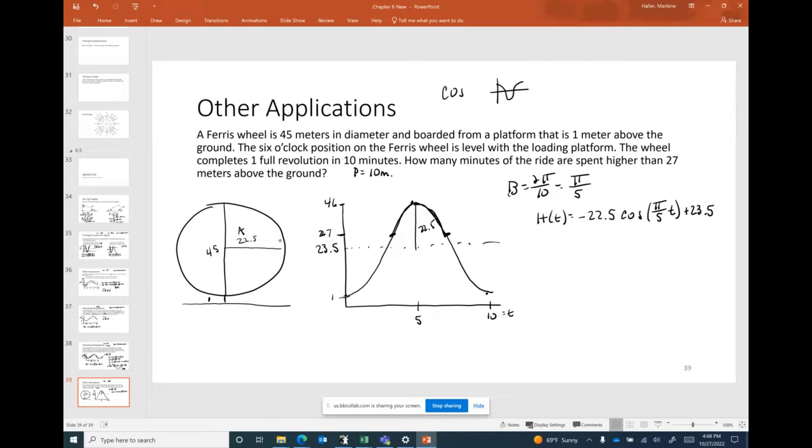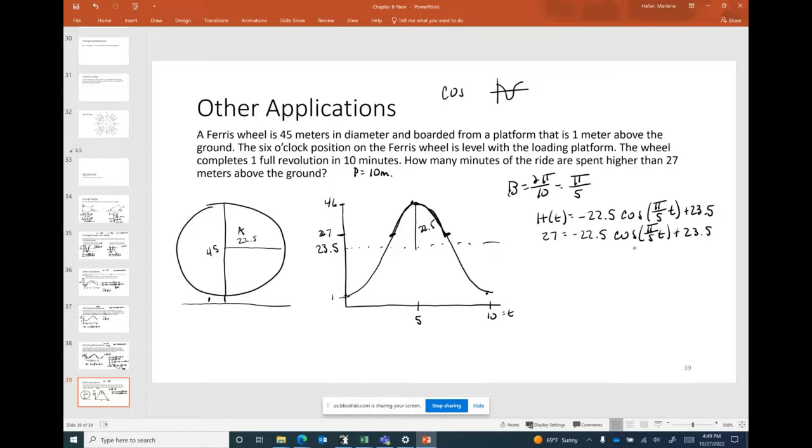Right? The first time when we're coming up around the circle, and the second time when we're coming back down. All right, the height that we're interested in is 27 meters. So we're going to say 27 equals negative 22.5 times the cosine of pi over 5t plus 23.5, and we're going to solve for t.